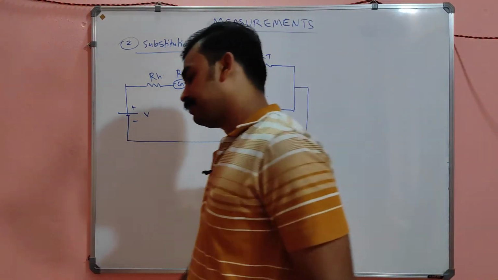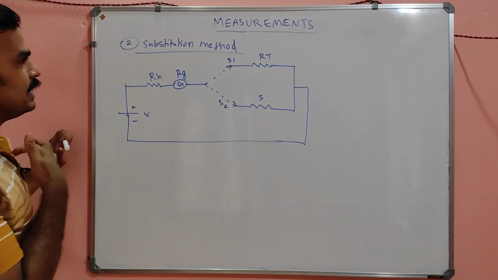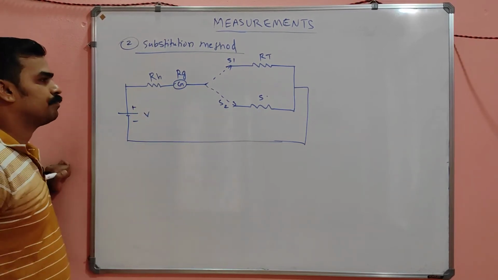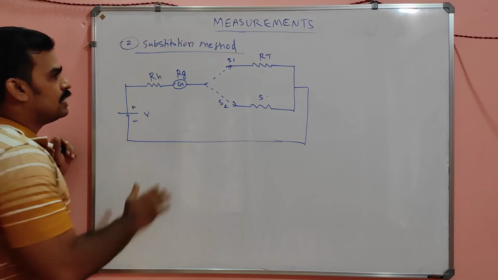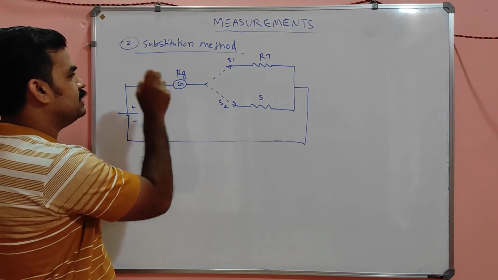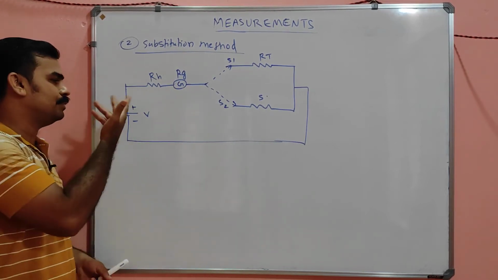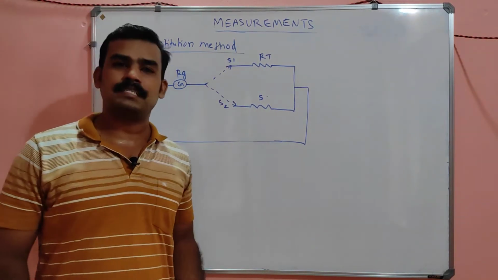So next one is the substitution method. I will tell you why the name is substitution. Here, my dears, V is the battery voltage. RH is a rheostat. RG is a galvanometer, and the deflection is shown on this galvanometer, because we are using DC. And RT is the true resistance or test resistance.